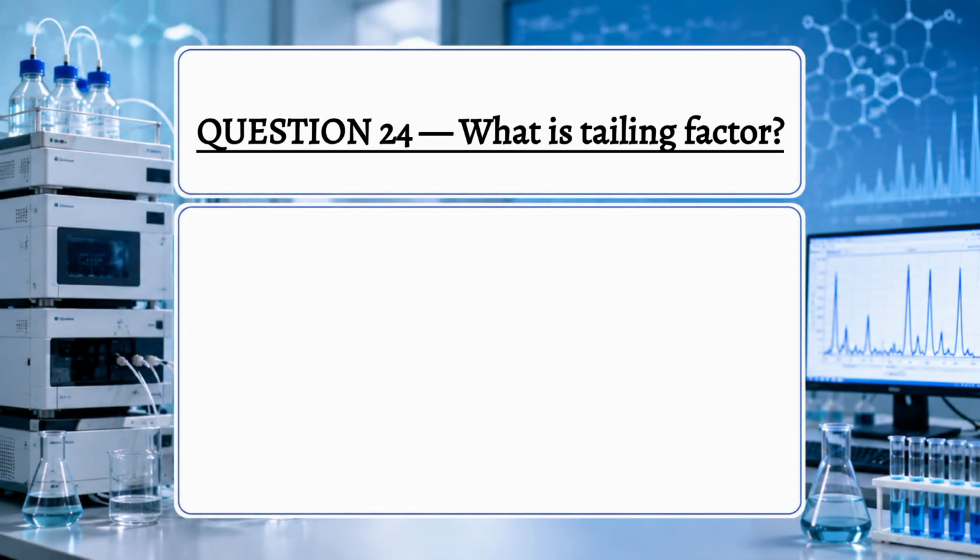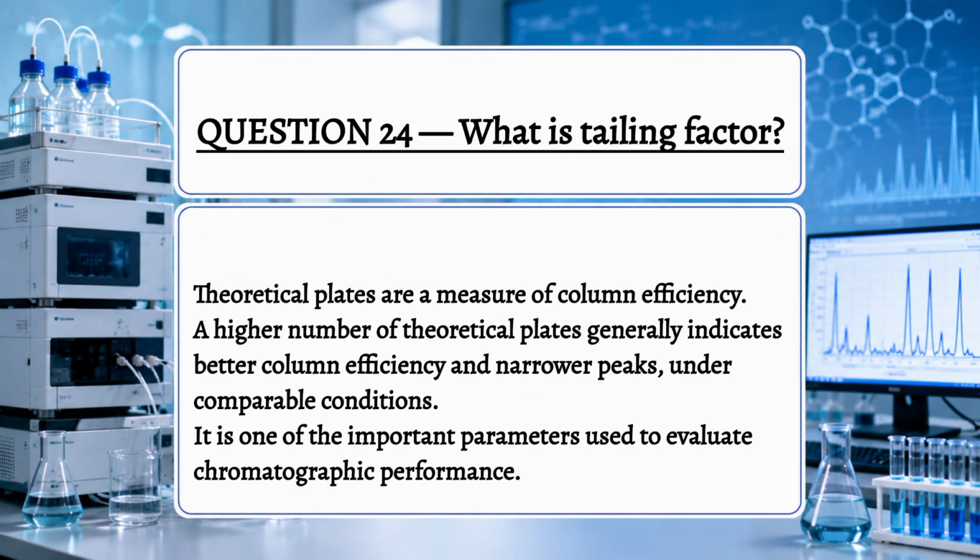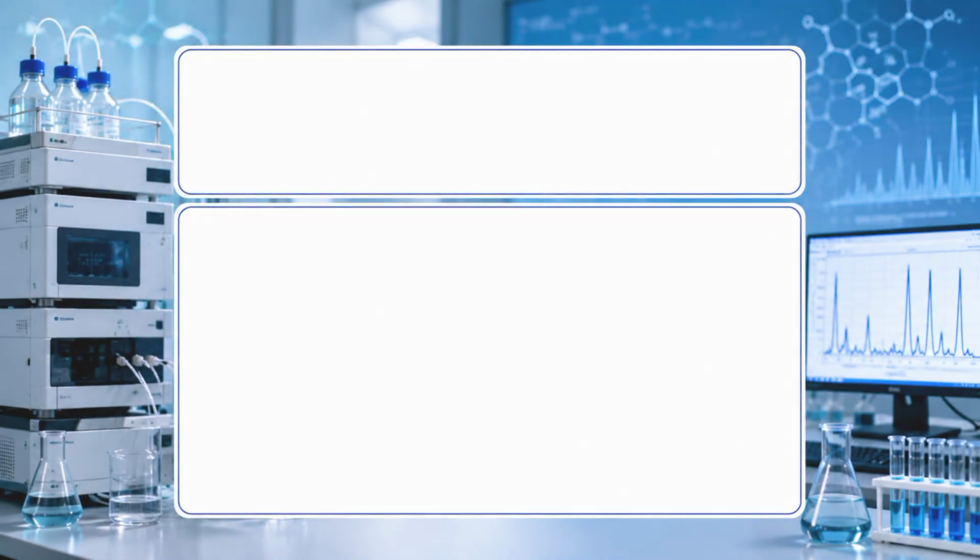Question 24. What is tailing factor? Tailing factor is a measure of the symmetry of a chromatographic peak. A perfectly symmetrical peak has a value close to 1. An increased tailing factor indicates greater peak asymmetry and may suggest problems with the method, column, or analyte interaction.